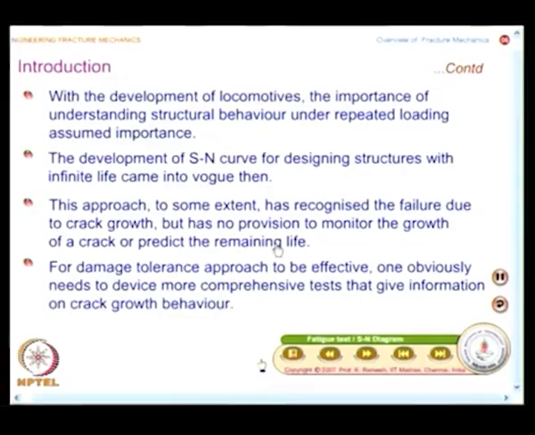Now, we know crack is very important, it grows, growth has to be understood properly. Then you say that you will have to find out even the data pertaining to crack growth, but considering the tension test, definitely fatigue was an improvement. So, obviously for damage tolerance approach to be effective, one needs to devise more comprehensive tests that give information on crack growth behavior. So, this is very important, without which you will not be able to do a damage tolerance approach. So, anticipate that we will have to have a new test if we have to practice fracture mechanics.